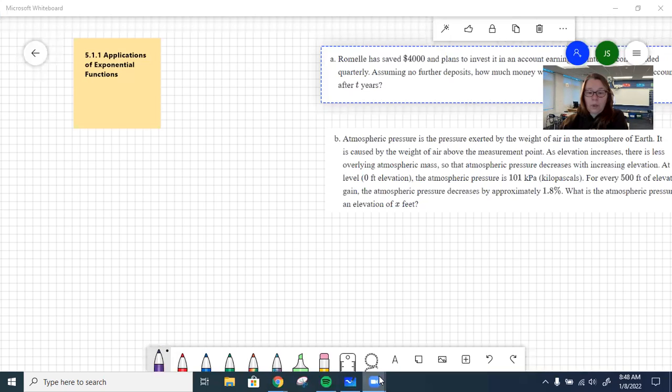Okay, so we're going to talk about sections 5.1 and 5.2. Let me share my screen here. Okay, so sections 5.1.1 and 5.1.2 are talking about exponential functions.